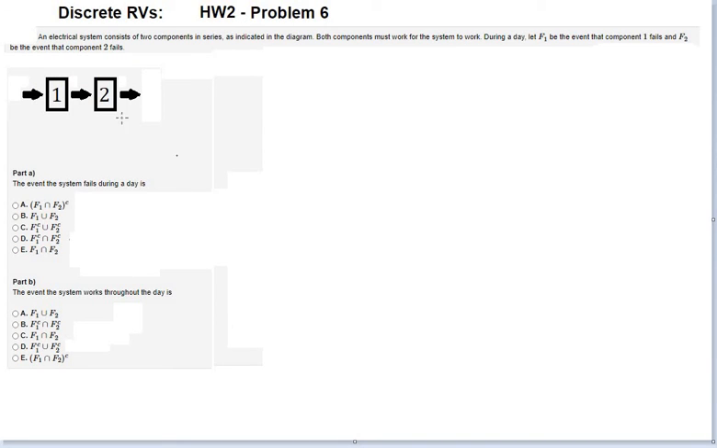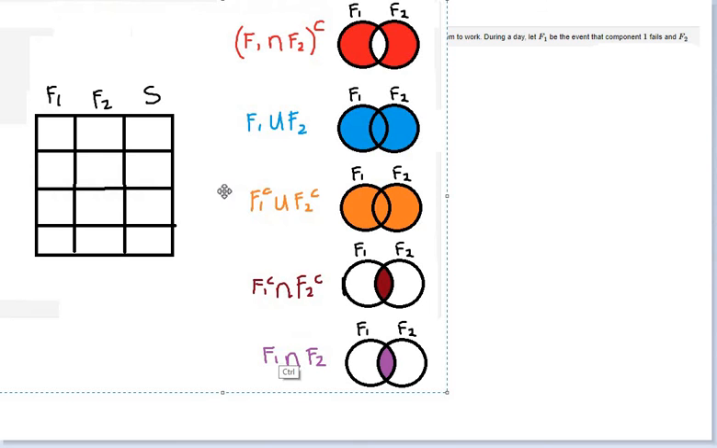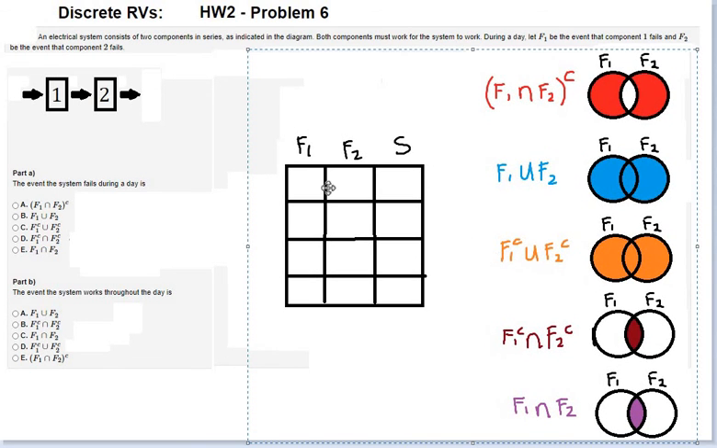Problem number 6. An electrical system consists of two components in series, as indicated in the diagram. Both components must work for the system to work. During a day, let F1 be the event that component 1 fails, and F2 be the event that component 2 fails. We're going to find the event the system fails during a day, and the event the system works throughout the day. So I made a diagram for you here, and we're going to make the chart together.